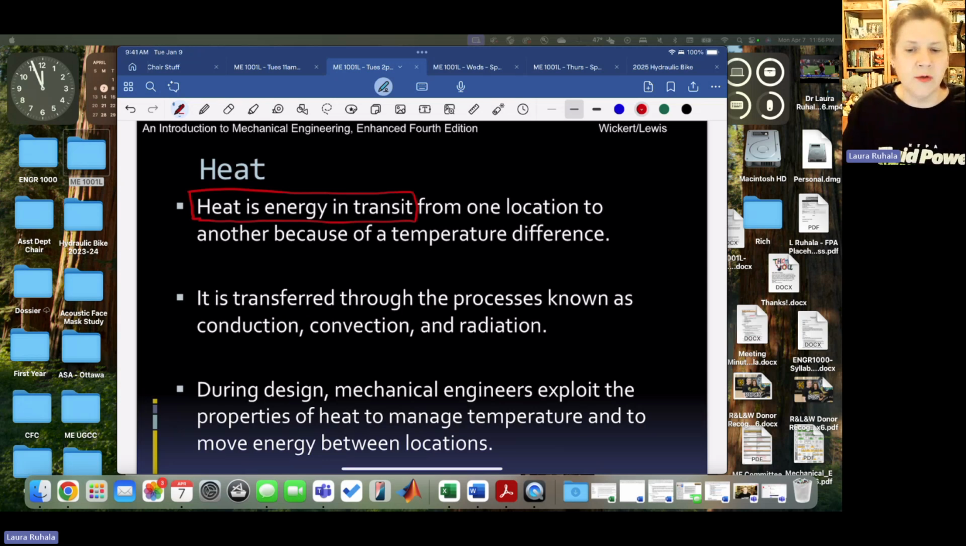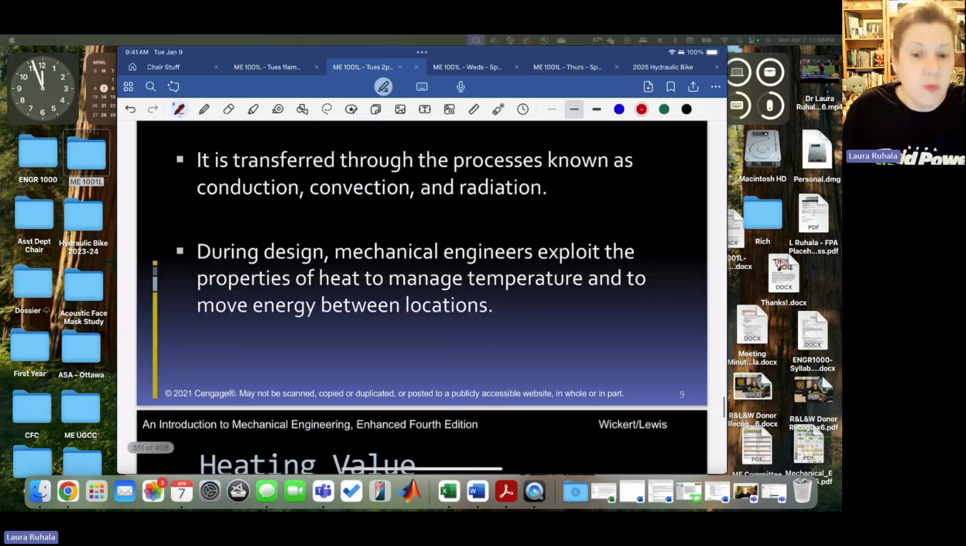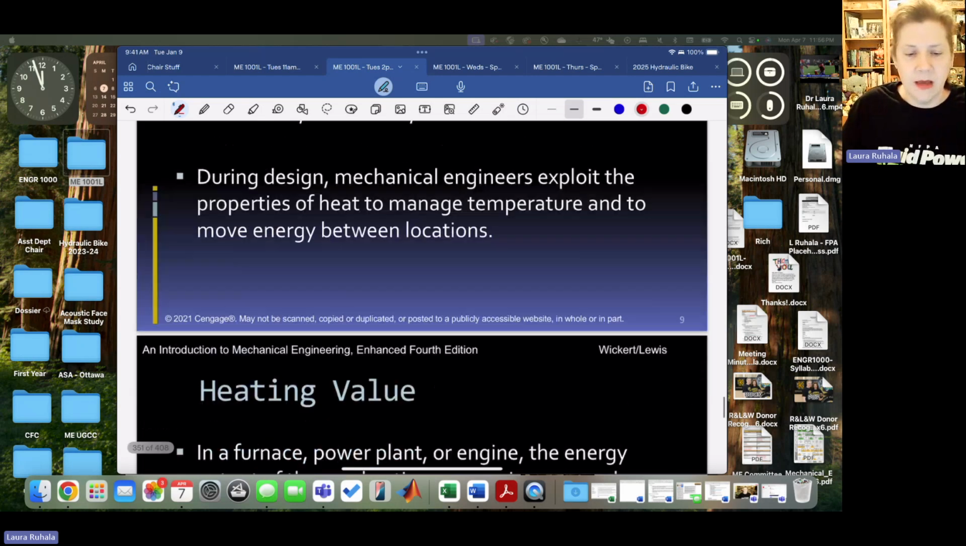Heat will be transferred through three different ways: conduction, convection, and radiation. And then during design, MEs will exploit the properties of heat to manage temperature and to move that energy between locations. We want the energy going from one location to another in a prescribed manner. So we exploit the properties of heat.